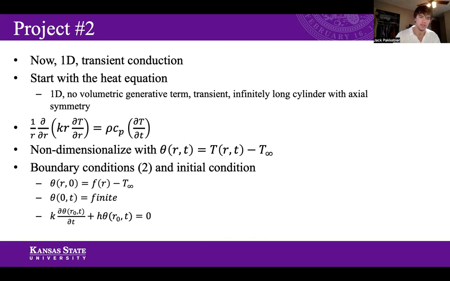Then for the first boundary condition, we'll have that the temperature distribution in our potato is finite, meaning we'll have actual numbers somewhere, and that at any time, our potato's temperature is not going to be an infinitely large value. And for the last one, we look at a conduction term and a convection term, and at R naught, or the surface of the potato, the sum of these is 0.